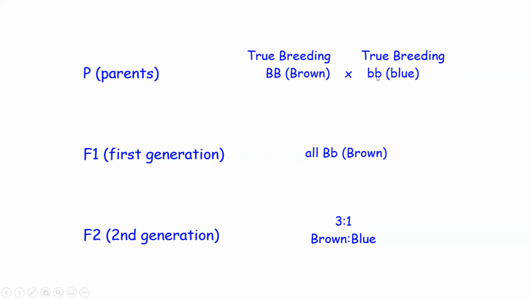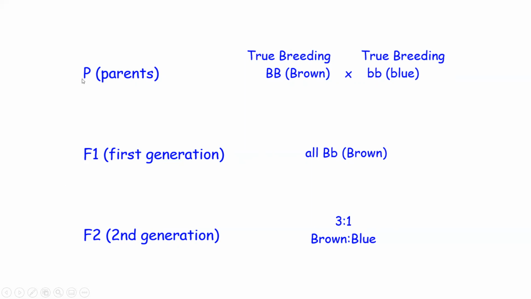When we do the cross for this, every single one of them would be big B, little b. They would be heterozygous. That's the F1 generation. This is the first generation that came from the parents. If we were to cross 2 members of the F1 generation, 2 big B, little b's, we would then produce a second generation, which is F2, and we would get 3 brown to 1 blue. Just like we did in the previous cross, we would get a big B, 2 big B, little b's, and 1 little b, a 3 to 1 ratio.